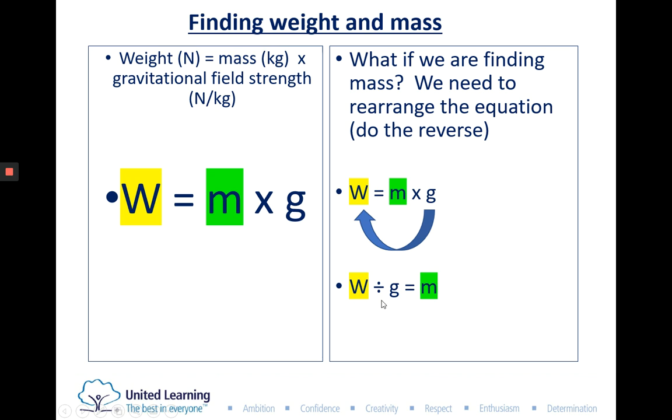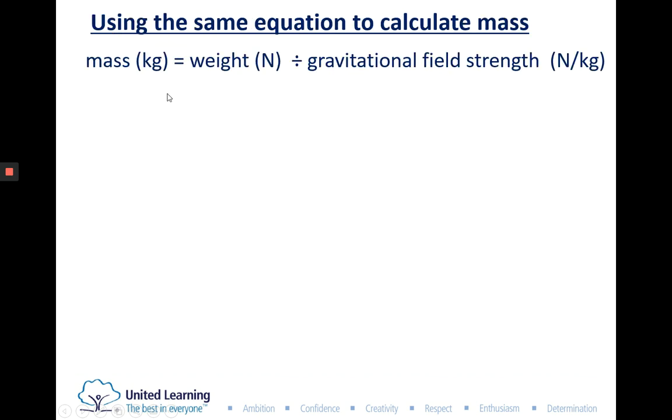The unit stays the same, so weight is still measured in newtons, gravitational field strength is still measured in newtons per kilogram, and mass is still measured in kilograms. So the unit doesn't change. What you have changed here is you only moved the gravitational field strength from the right-hand side to the left-hand side and did the reverse. Instead of doing times, you do divided, and you now divide weight by gravitational field strength. So this is the same equation after rearrangement. You have rearranged it already. So mass equals weight divided by gravity.